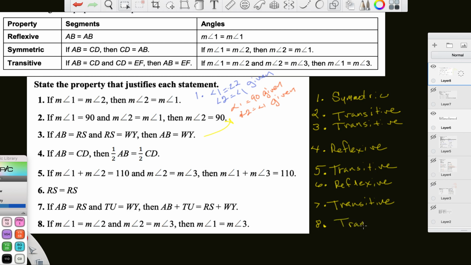And it's a big, big property in geometry. It's what we talk about all the time in geometry. So once we get this down, look at this. Out of the 8 problems, 1, 2, 3, 4, 5 of them were transitive. So it must be pretty important. So thanks, guys.